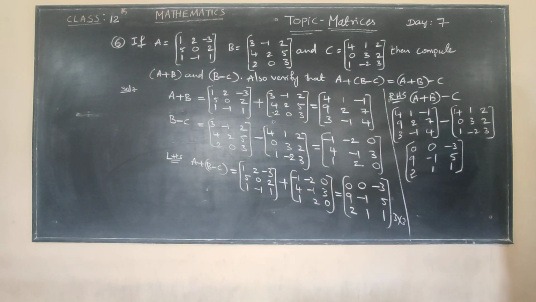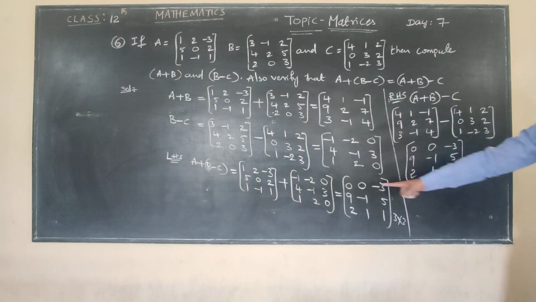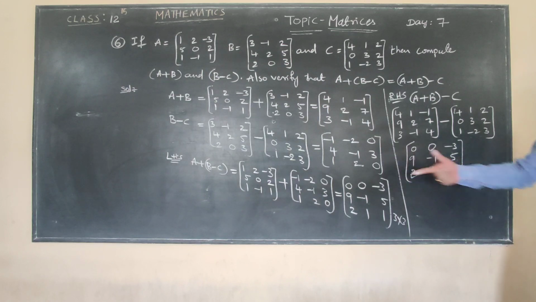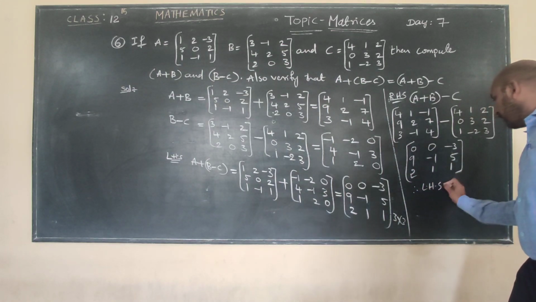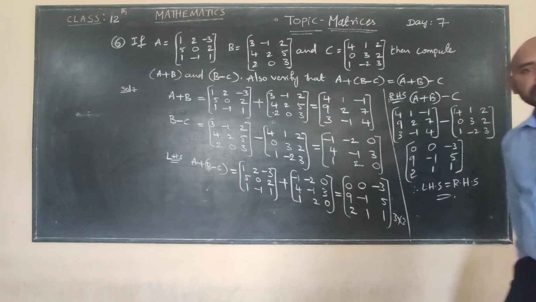Observe. Left hand side matrix equals right hand side matrix. Elements are the same: 0, 0, minus 3. 9, minus 1, 5. 9, minus 1, 5. 2, 1, 1, 1. So LHS is equal to RHS. Therefore, LHS equals RHS. Hence it is verified.